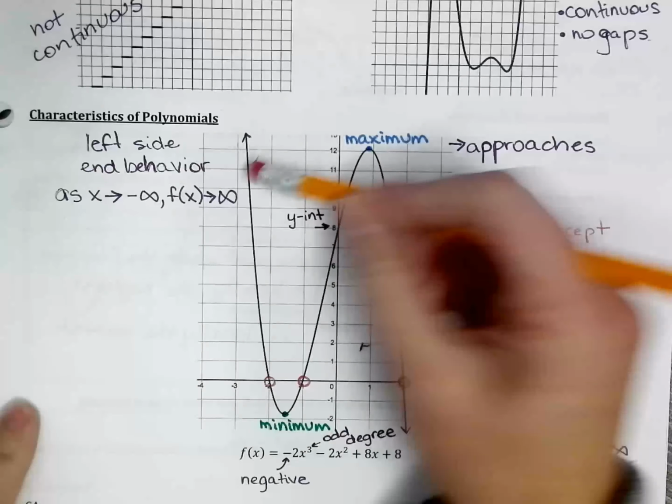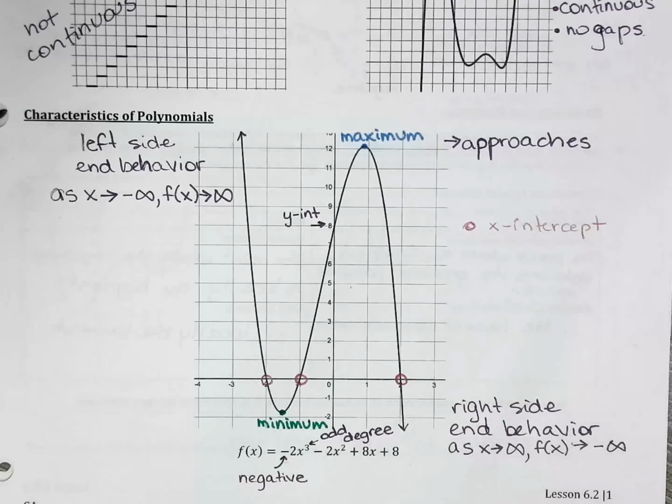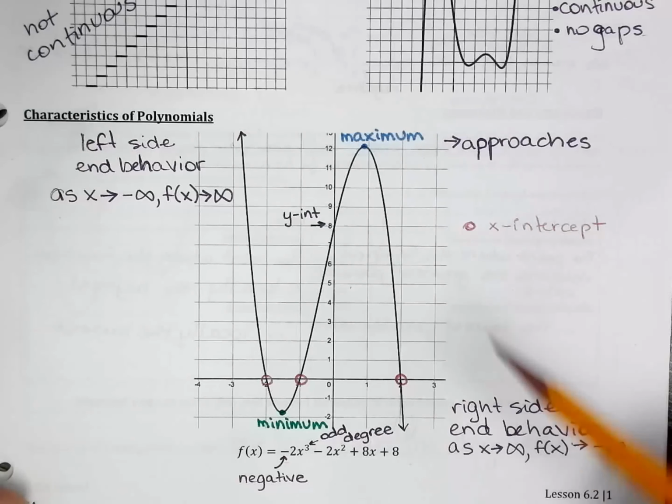Now, when you're taking your SAT, your ACT, you will have questions that will say, describe the end behavior of the following function. And you actually need to know what they're trying to ask. And this is exactly what they're trying to ask.